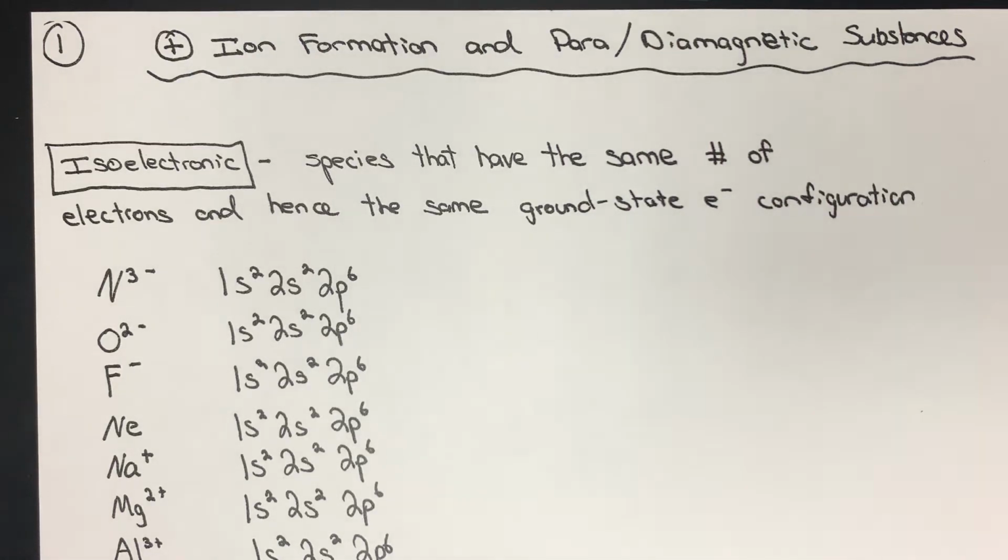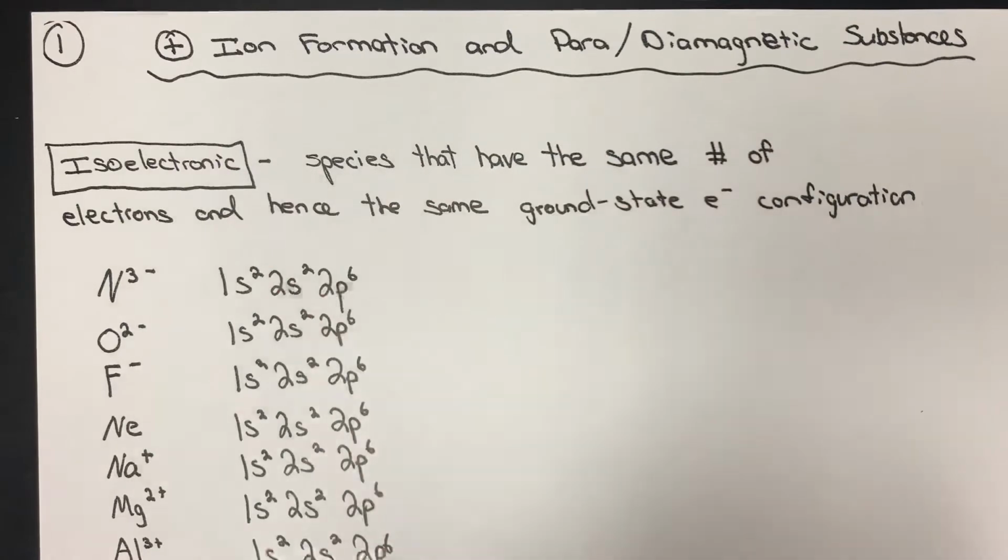Hey guys, the focus of this video is going to be on positive ion formation and also para and diamagnetic substances. We're also going to sprinkle in just a quick review of isoelectronic series and then also how we write electron configurations for transition metals in the first place.